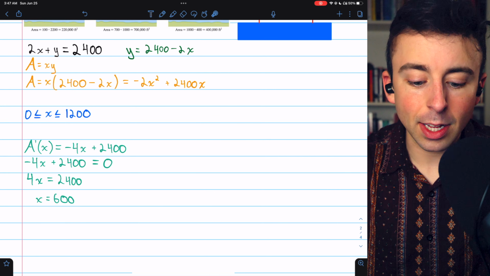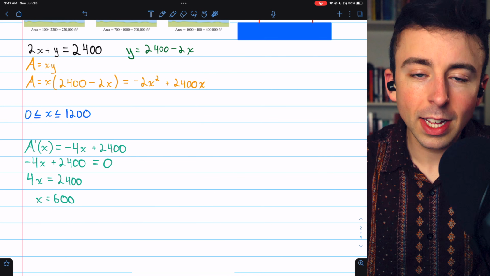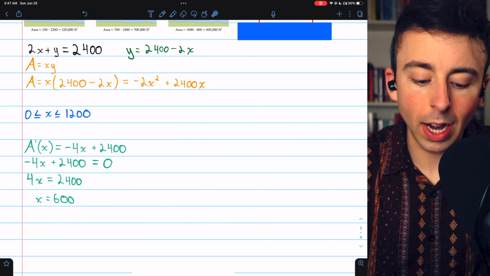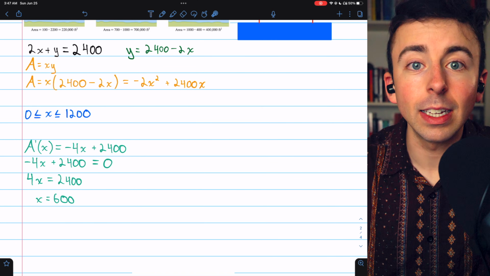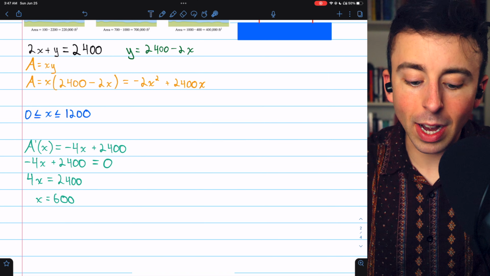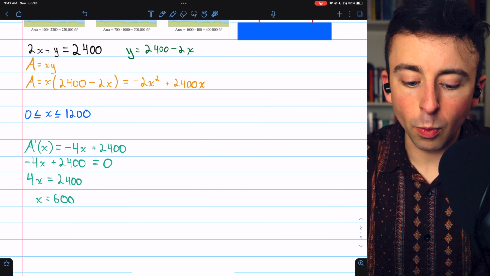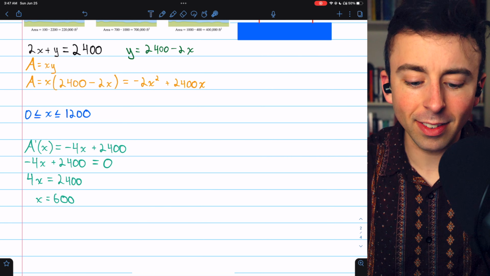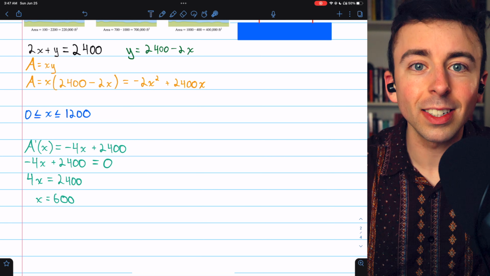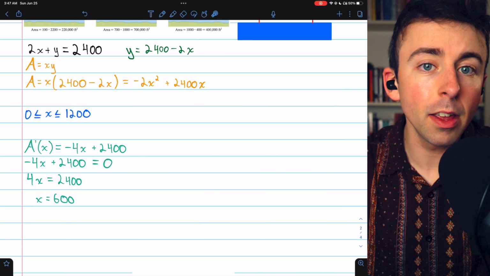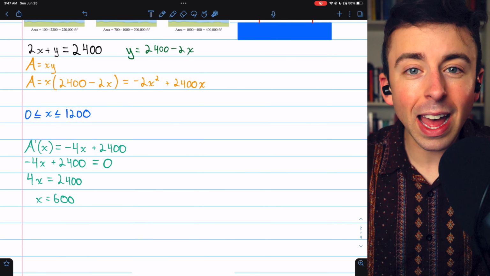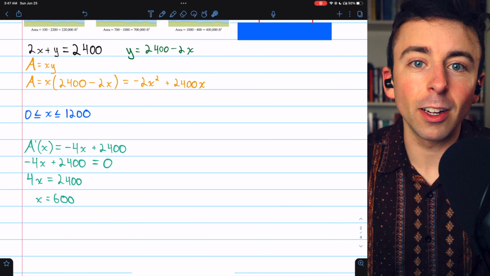It's easy to see that at the endpoints of this interval, the area would be 0. When x equals 0, the area is obviously 0. And when x equals 1,200, well, the 2x takes up all of the fencing, and so y would be forced to be 0, thus, again, making the area 0. So whatever our maximum is, it's going to be at a critical point.